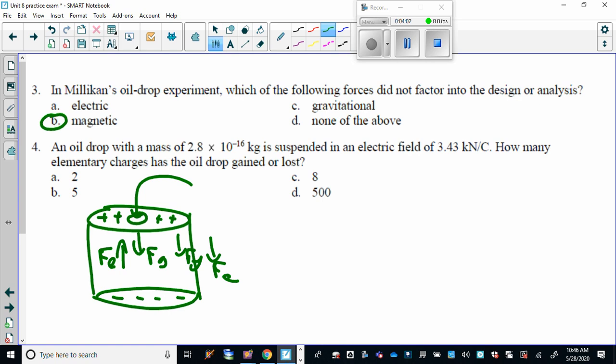An oil drop with that mass is suspended with an electric field of that electric field strength. How many, and notice that's kilonewtons per coulomb, how many elementary charges has the oil drop gained or lost? All right, so we have the electrostatic force equals the gravitational force. And that formula for electrostatic force in this case is EQ. The gravitational force is mg, and what are we trying to find? We're going to try to find out Q.